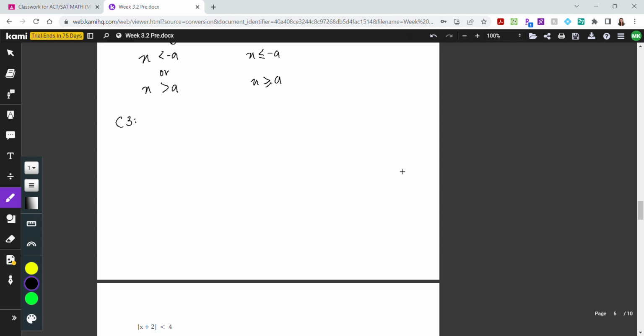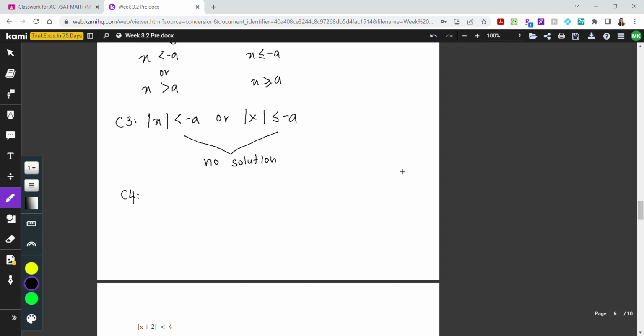Case 3 is when absolute x is smaller than negative a, or absolute x is smaller than or equal to negative a. For both of these cases, there is no solution. And here is why: with absolute values, your solutions are always going to be positive. Because of how this is set up, a positive number would be less than a negative number. That makes no sense, which is why this is going to be no solution.